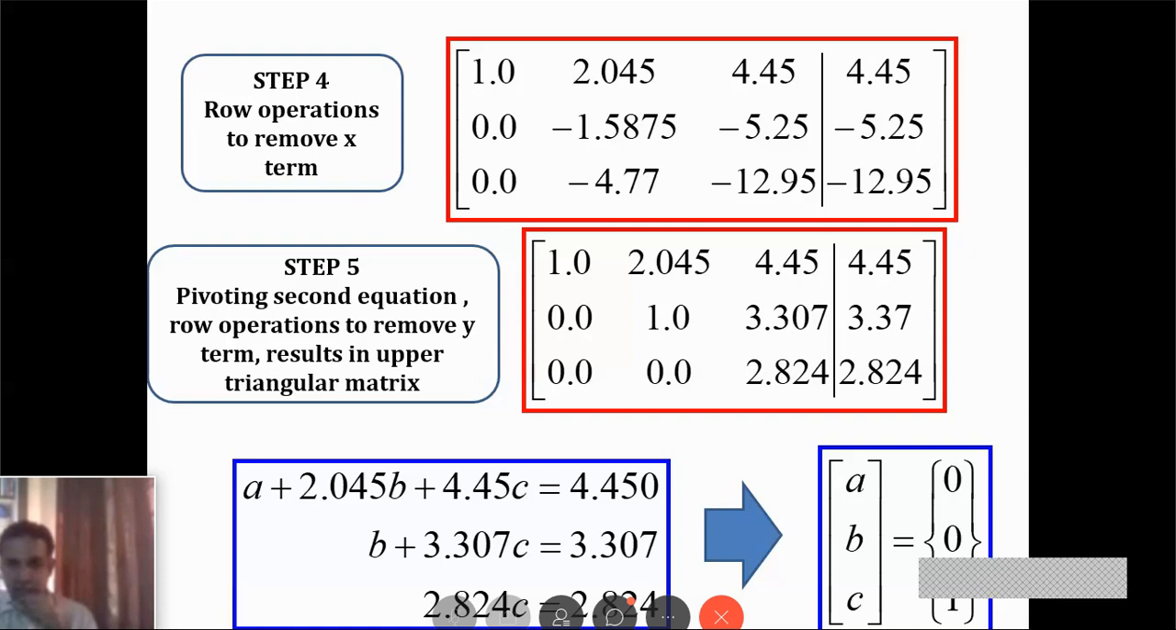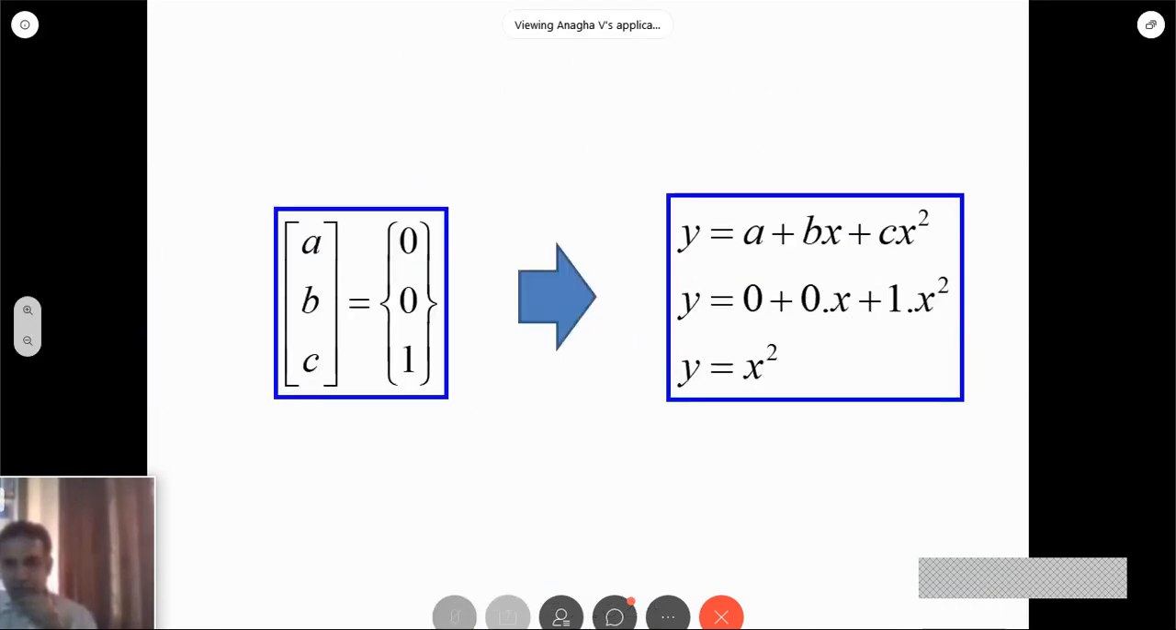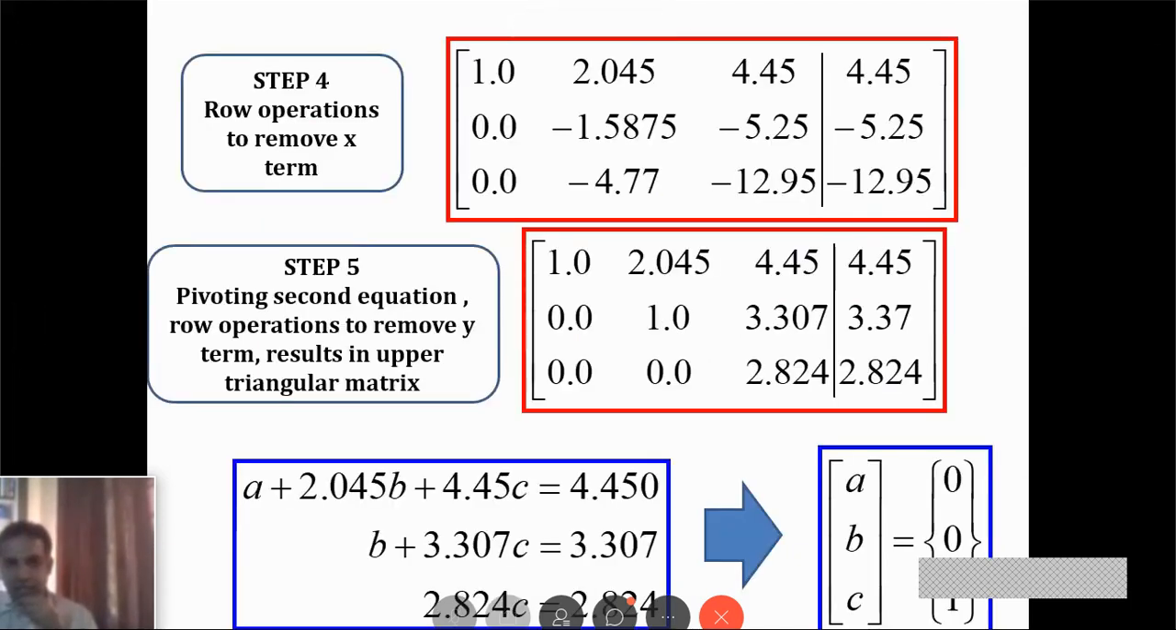Now, when you solve this, just take the third equation. 0.824 C equals 0.84, or C equals 1. Now, C equals 1 is back substituted. You can say B equals 3.307 minus 3.0, so B is 0. Same way, when A and B are substituted, you get B is 0, C is 1, A equals 4.50 minus 4.50.